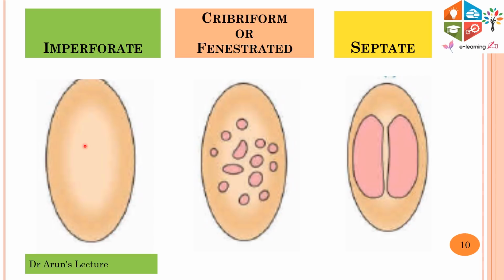In the case of a cribriform or fenestrated type of hymen, multiple small perforations, small openings, are seen. Here the menstrual blood flow and other fluids can be let out without any problem. But there may be some difficulty during sexual activity, and insertion of a tampon can be problematic.